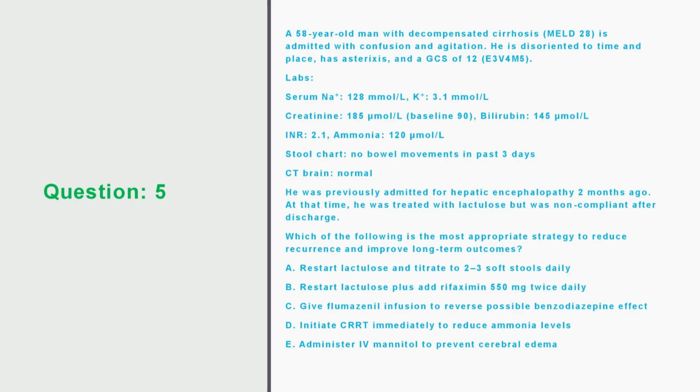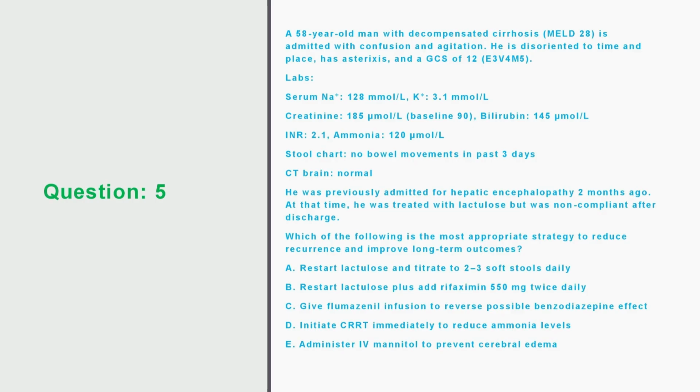Bilirubin 145 micromol per liter. Prothrombin time international normalized ratio 2.1. Ammonia 120 micromol per liter. Stool chart: no bowel movements in past 3 days. CT brain normal. He was previously admitted for hepatic encephalopathy 2 months ago. At that time, he was treated with lactulose but was non-compliant after discharge.